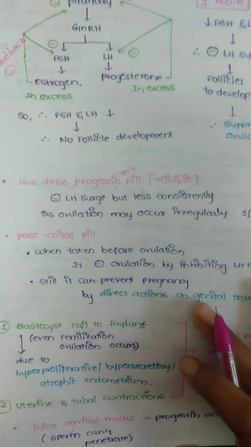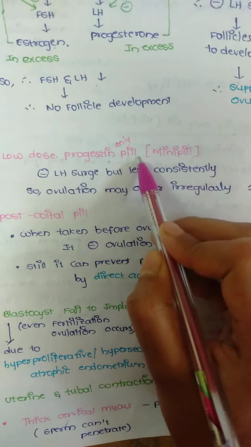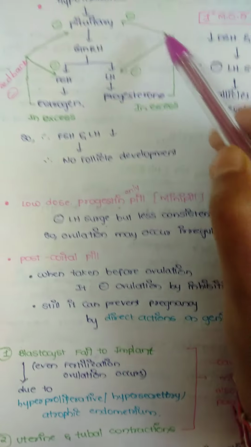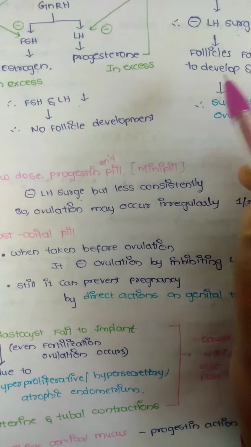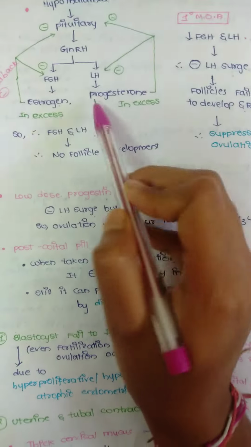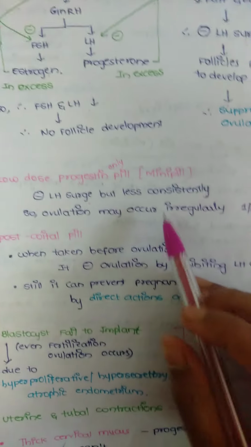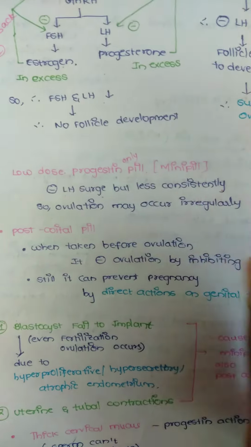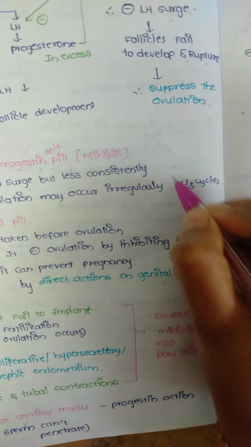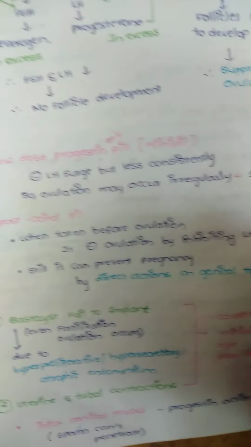And the other mechanism of action is by the progestin only pill. The progestin only pill inhibits the LH surge, but less consistently. The combined pill does this more effectively, because we take estrogen and progesterone together to suppress GnRH, so it is more efficacious. The progestin only pill inhibits somewhat less consistently, so ovulation may occur irregularly, like in one of 3 cycles. For 3 cycles, one time ovulation will occur.